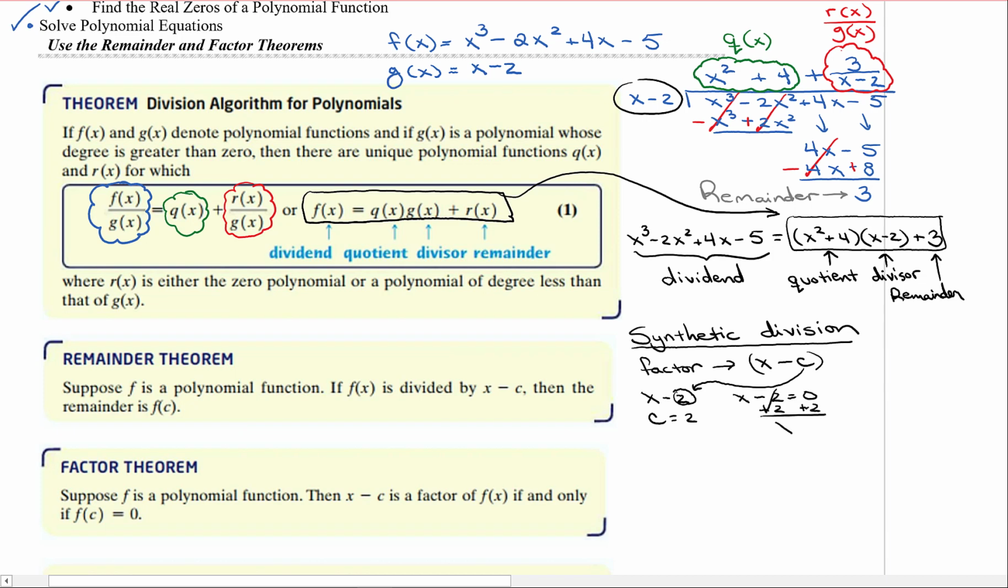And another way I could find the c is I could set the x minus 2 equal to 0, and I could solve for x. And that could be another way for me to find my c if I'm having trouble writing it in that form, that x minus c.